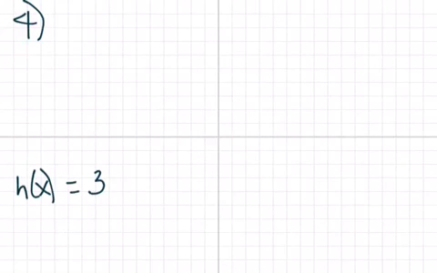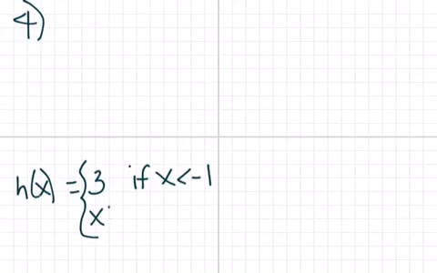Okay, look at number 3. I'm sorry, look at number 4 on the same page. Number 4 says h of x equals 3 if x is less than -1, or x plus 1 if x is greater than 1. Okay?